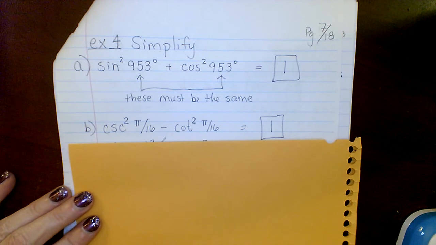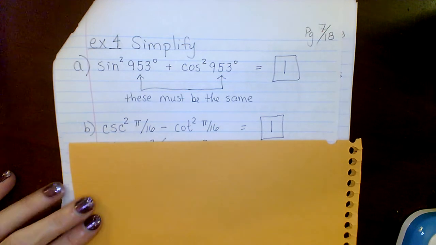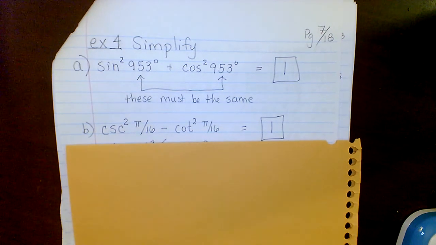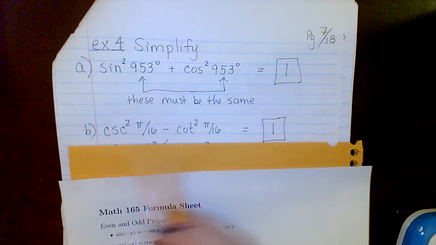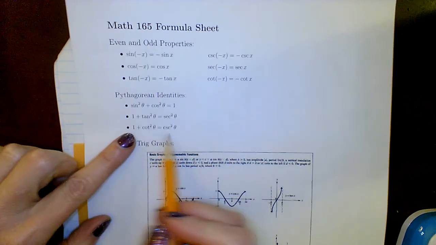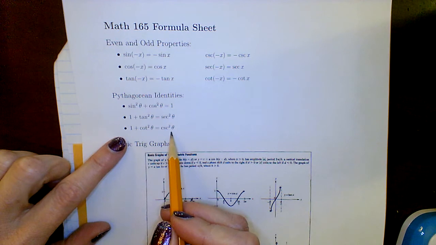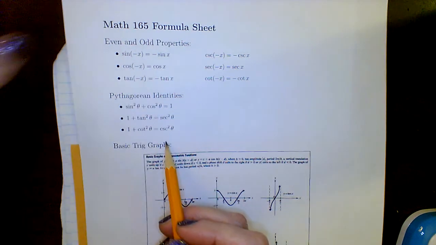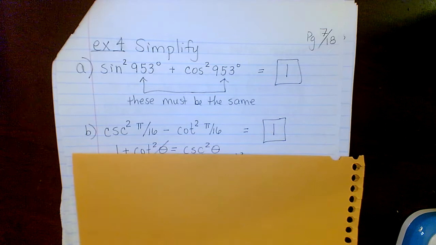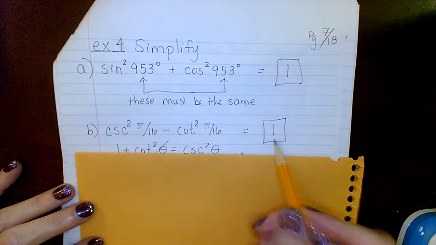What about cosecant squared pi over 16 minus cotangent squared pi over 16? Now this is an algebraic manipulation of one of the other Pythagorean identities. This one has cosecant squared and cotangent squared. So we have the third Pythagorean identity: 1 plus cotangent squared is cosecant squared. Now this is going to be the same thing as 1.